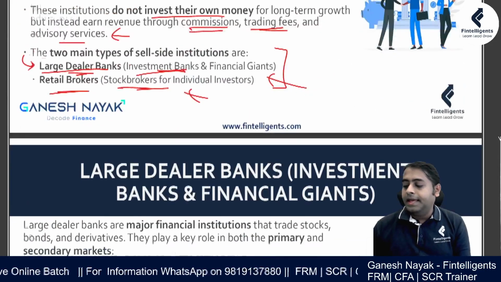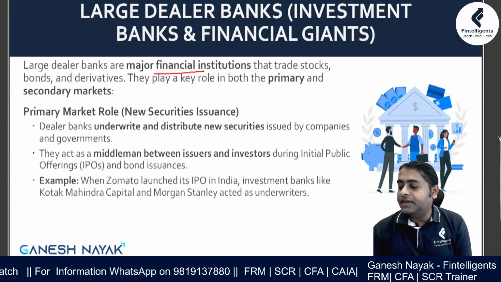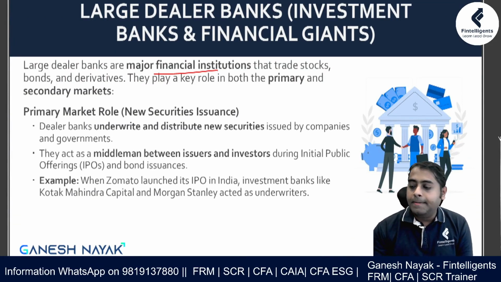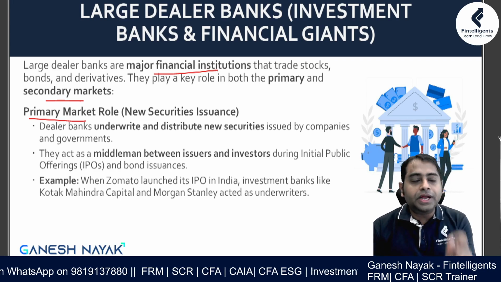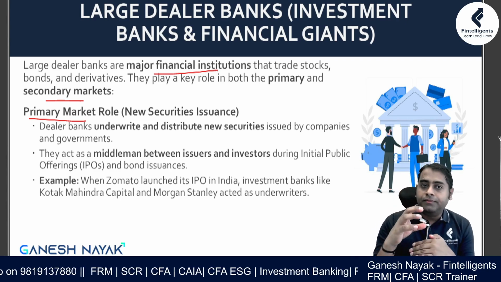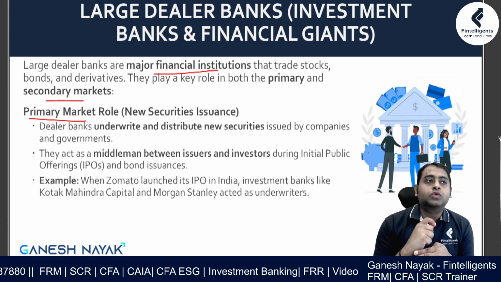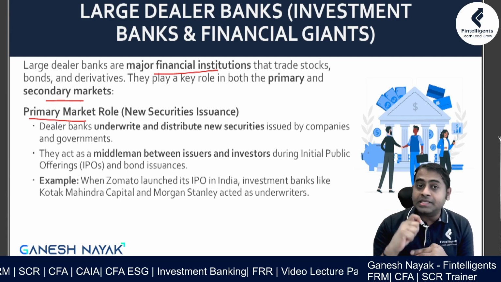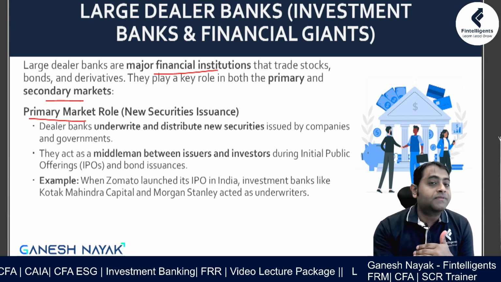Large dealer banks, let us go into the detail. Large financial institutions, now you can look at it from two market perspectives: primary market and secondary market. This is very, very basic. The primary market is nothing but when the company or the issuer is going to the market for the first time. So when Zomato was supposed to issue an IPO, that means I'm going to sell shares to the market to generate capital, and I'm doing it for the first time.